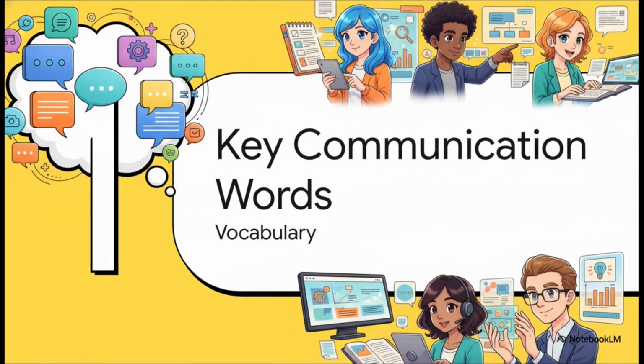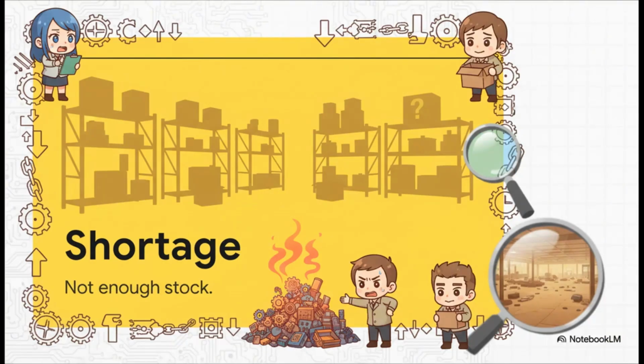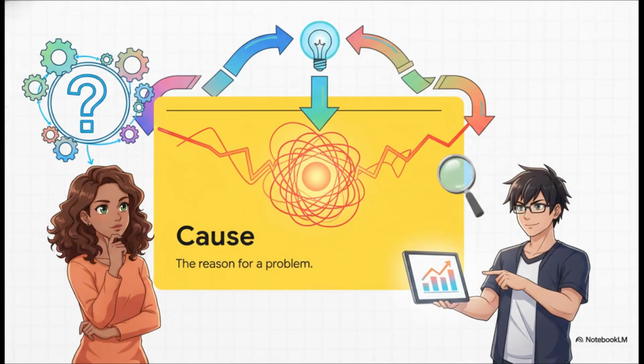Okay, so before we build the perfect conversation, we need the right tools. And when we're talking, our tools are our words. Let's go over 4 key words that are going to be the building blocks for our professional explanation. First up is shortage. It's a simple word, but it's very clear. It just means you don't have enough of something you need. In our example, it's a shortage of stock, but it could also be a shortage of time, people, or even money.